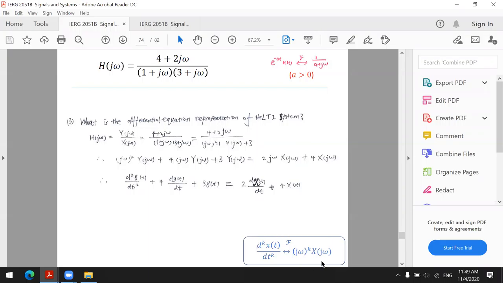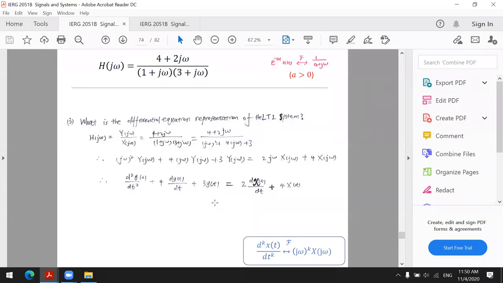Now we apply this property in the blue box. It says that if we have a signal with Fourier transform capital X multiplied by j omega to the power K, then its inverse Fourier transform is d^K x over dt^K. Applying this to each individual term, the first term is just d squared y dt squared. The second term is dy dt multiplied by the constant four. For the third term, the inverse Fourier transform of capital Y is just small y of t with the coefficient three. The same for the right-hand side, so two dx dt, plus four x. This is a differential equation describing the relationship between input x and output y of this LTI system.